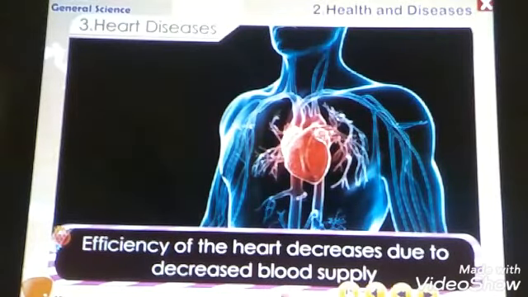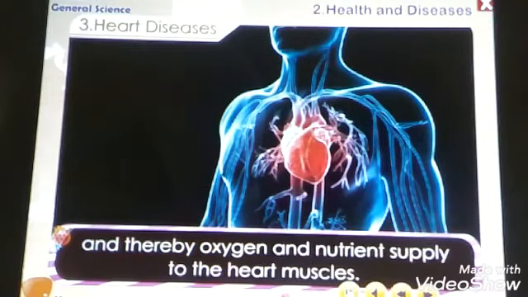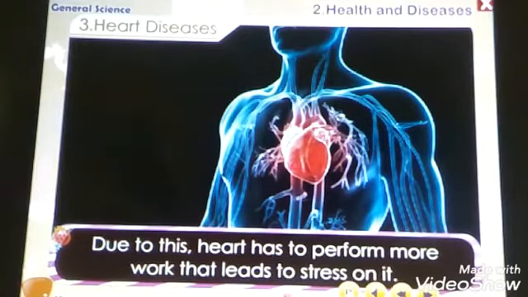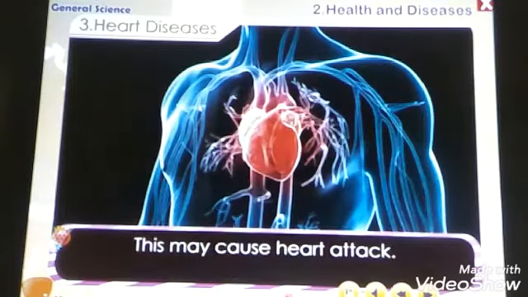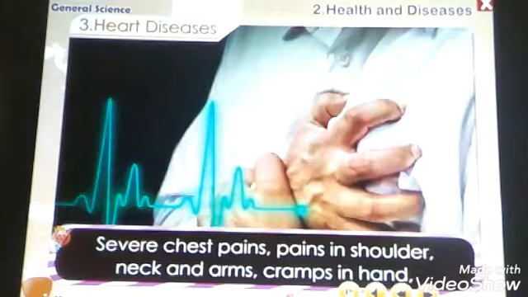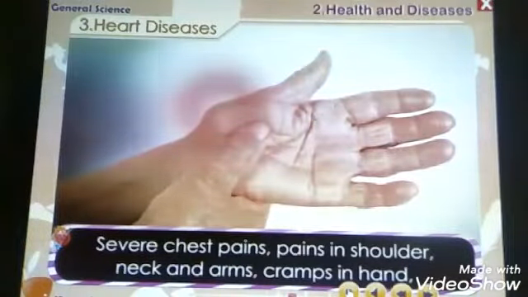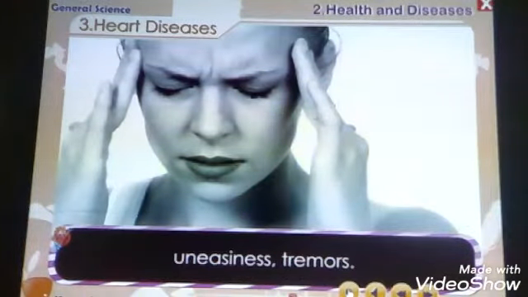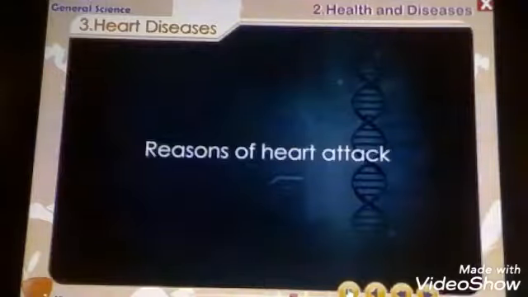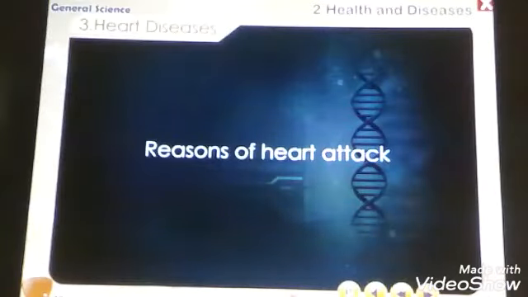The efficiency of the heart decreases due to decreased blood supply, and thereby decreased oxygen and nutrient supply to the heart muscles. Due to this, the heart has to overwork. This may cause a heart attack. Symptoms: severe chest pain, pain in the shoulder, neck and arms, cramps in the hands, uneasiness, tremors.